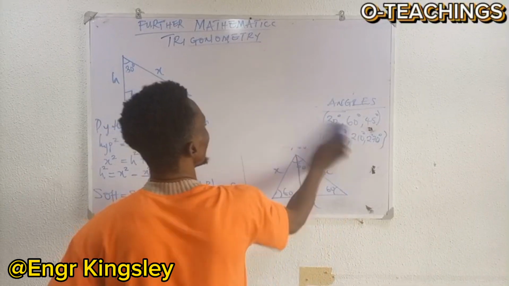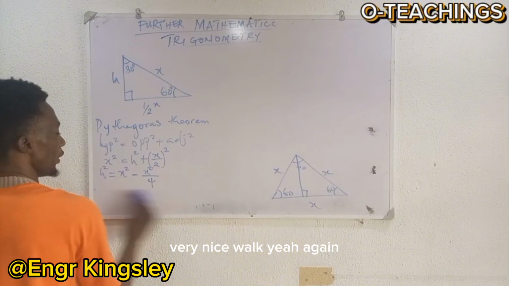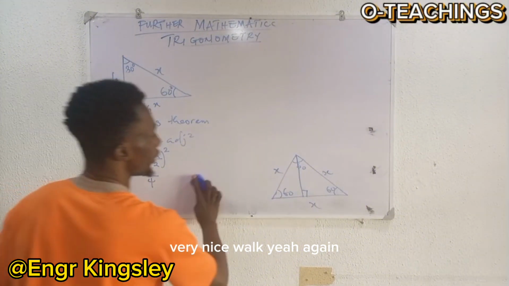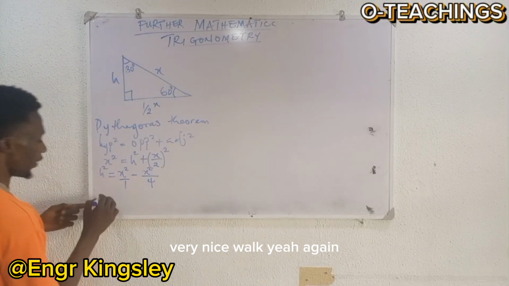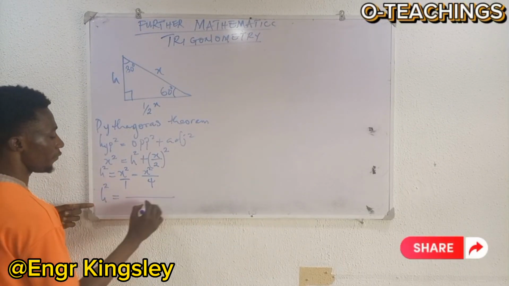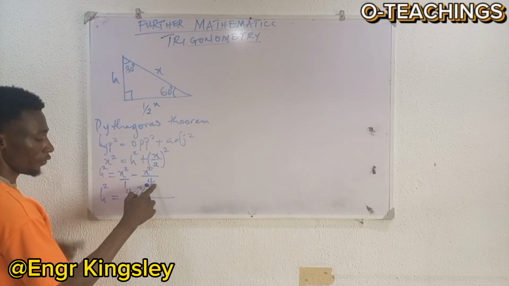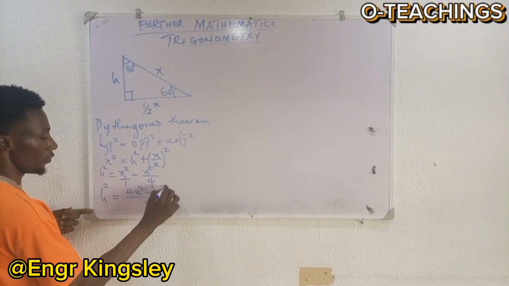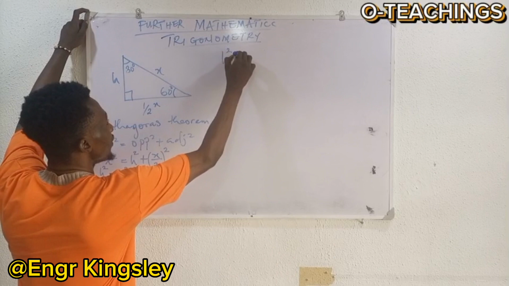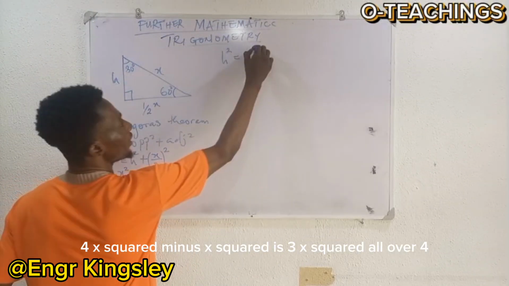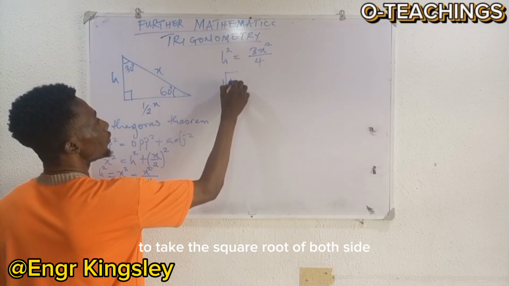Please keep in touch with us as we conclude this. We are doing nice work here. We have the denominator as 1 and want to find the LCM. The LCM of 1 and 4 is 4. 1 into 4 is 4. 4 times x squared is 4x squared, minus 4 into 4 is 1 times x squared gives us x squared. So we have h squared is equal to 4x squared minus x squared, which is 3x squared all over 4. To make h the subject, we take the square root of both sides.